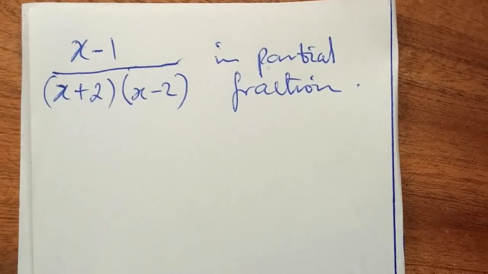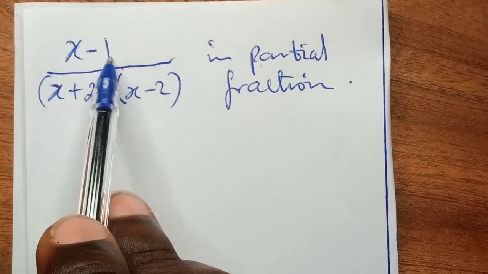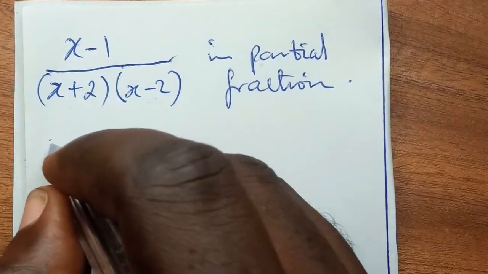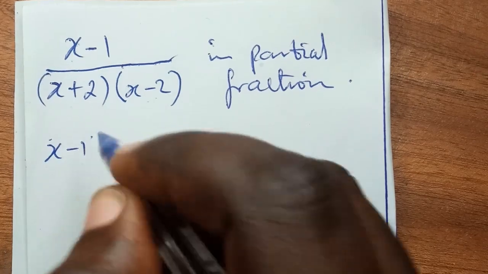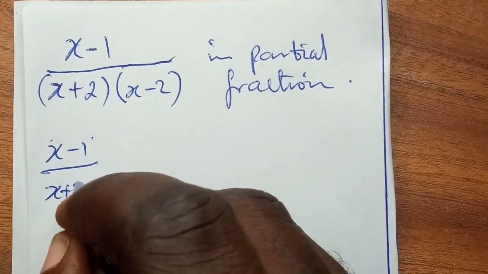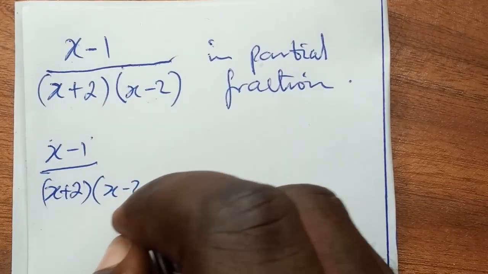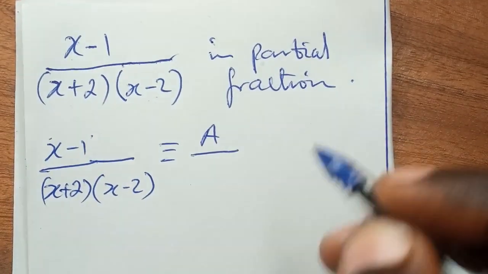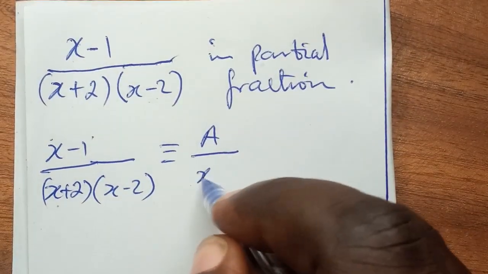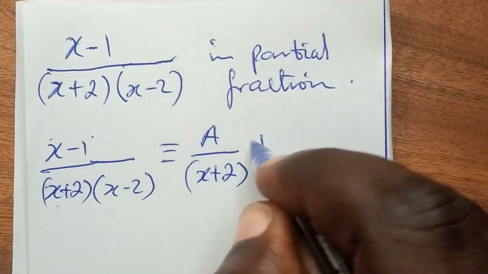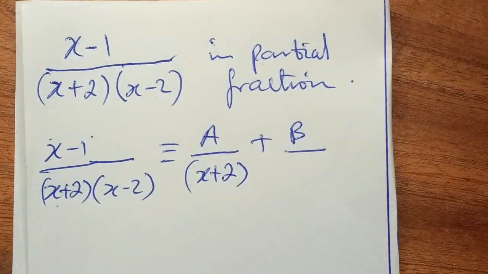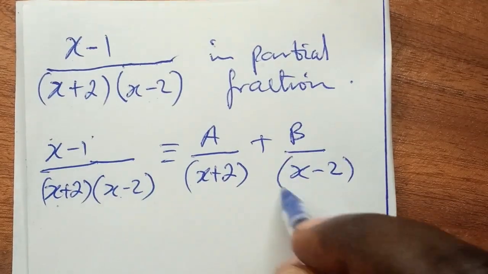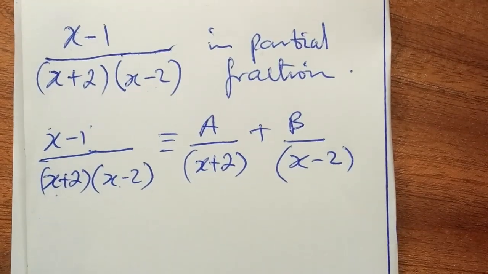So this simply means that x minus 1 divided by x plus 2 into x minus 2 can be rewritten as A over x plus 2 plus B over x minus 2. That's the simplest expression. We have separated it.